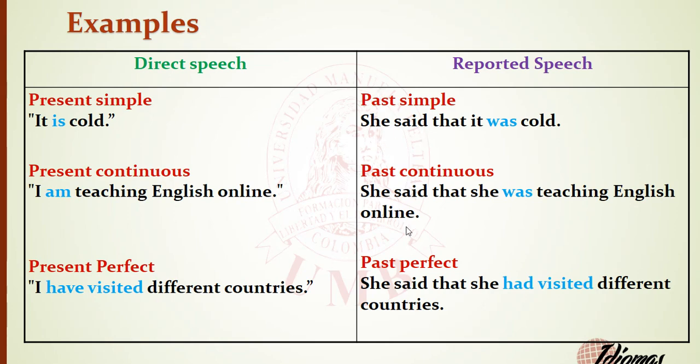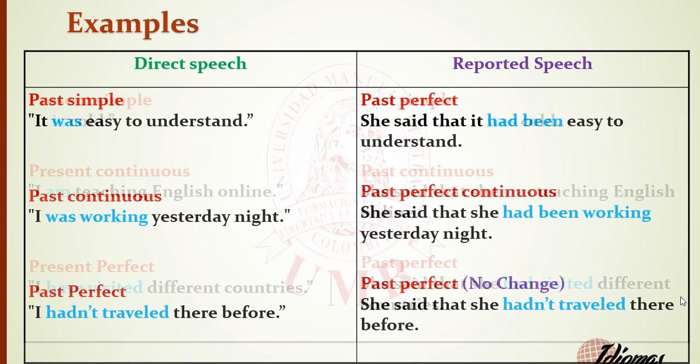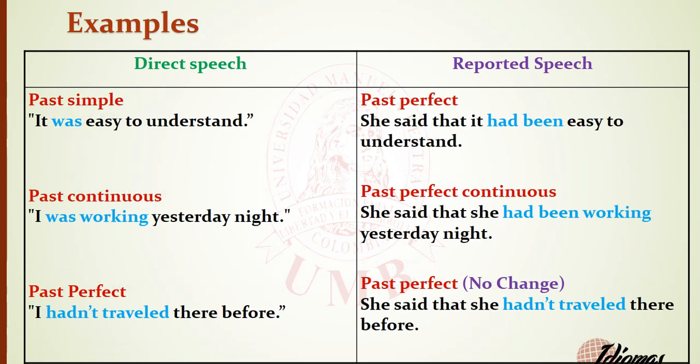She said, for all of them, that, and later we have the subject plus the verb and plus the complement. Okay, let's see more examples. Past simple, it was easy to understand. Past perfect, she said that it had been easy to understand. Past continuous, I was working yesterday night. Past perfect continuous, she said that she had been working yesterday night.